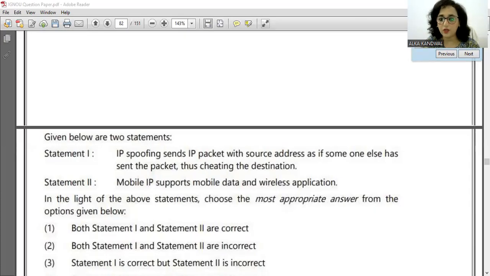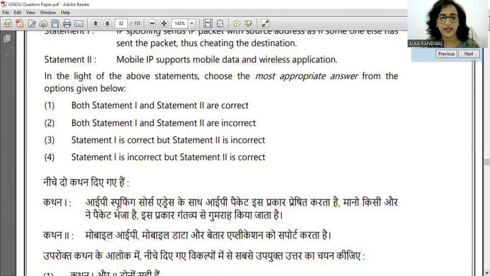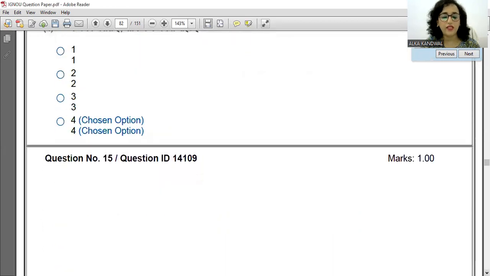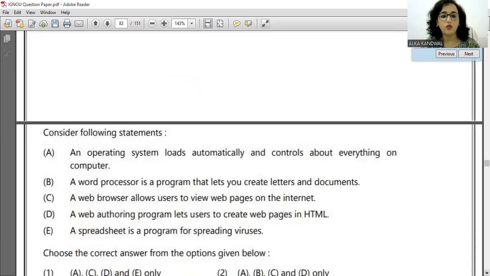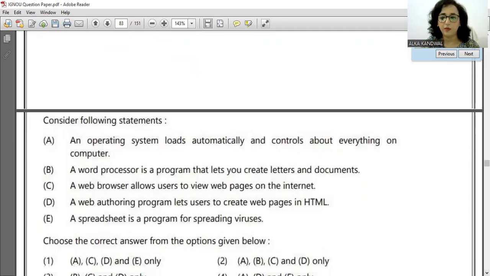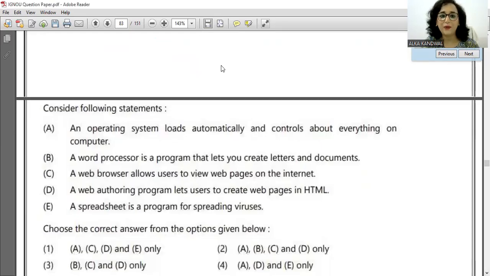So let us quickly move ahead and see what is there next. The 15th question, again, choose the statements. I think they are loving this type of questions. So here we go. An operating system loads automatically and controls about everything on the computer. Okay. A word processor is a program that lets you create letters and documents. Fine. A web browser allows users to view the web pages on the internet. Absolutely. A web authoring program lets users create web pages in HTML. Okay. And spreadsheet is a program for spreading viruses.